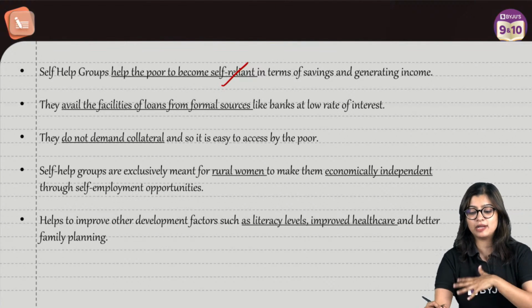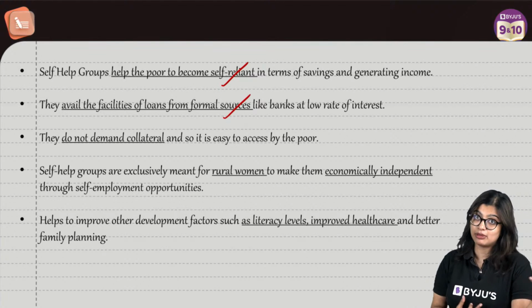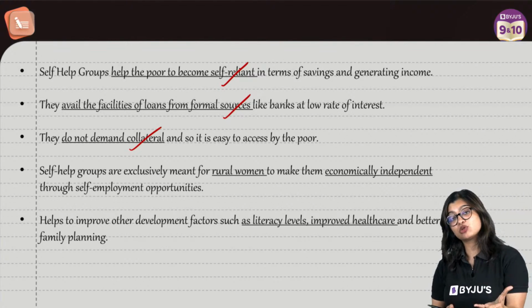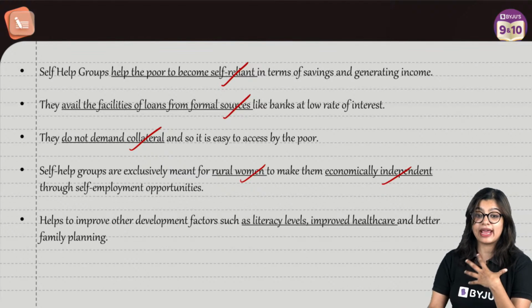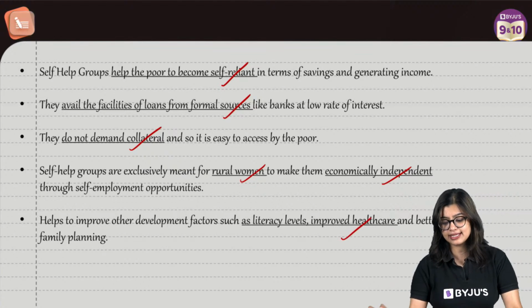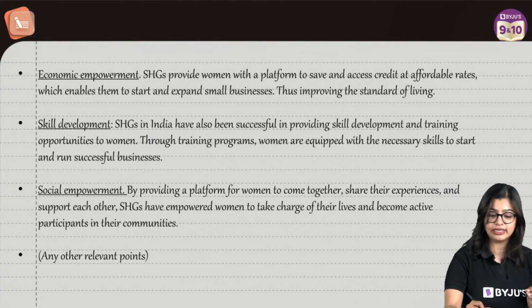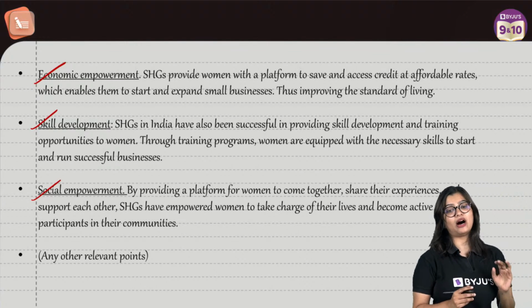So how it helps the rural people to become more self-reliant: it enables them to avail facilities from formal sources, and formal sources will not demand collateral, right? So it makes the rural women more economically independent as well, and it improves healthcare, so on and so forth. So 3 main pointers: economic empowerment, skill development, and social empowerment.